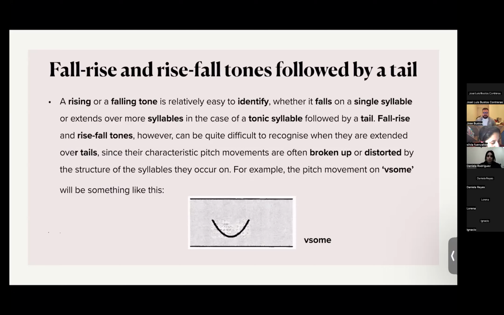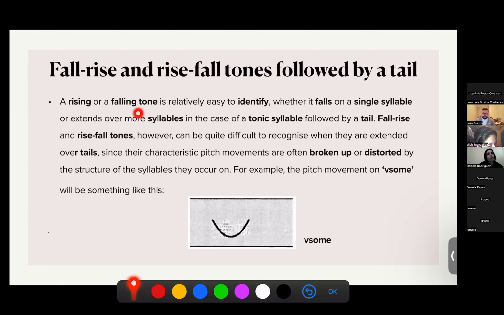So we are going to use examples here to understand. First of all, a rising or falling tone is relatively easy to identify because it's not hard. For example, if I say more, it's not very difficult to identify those two tones.